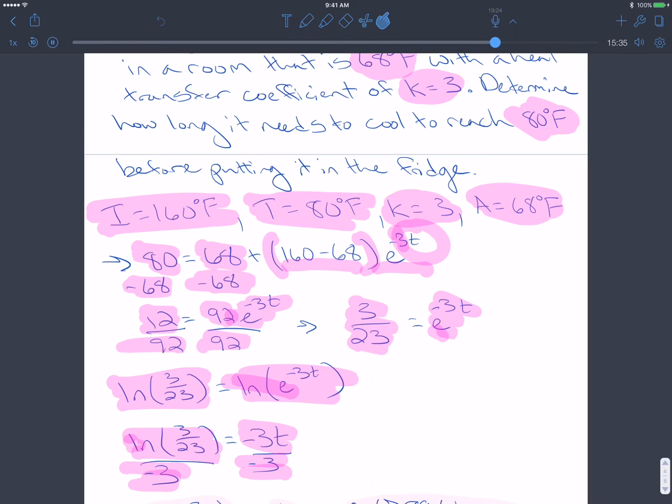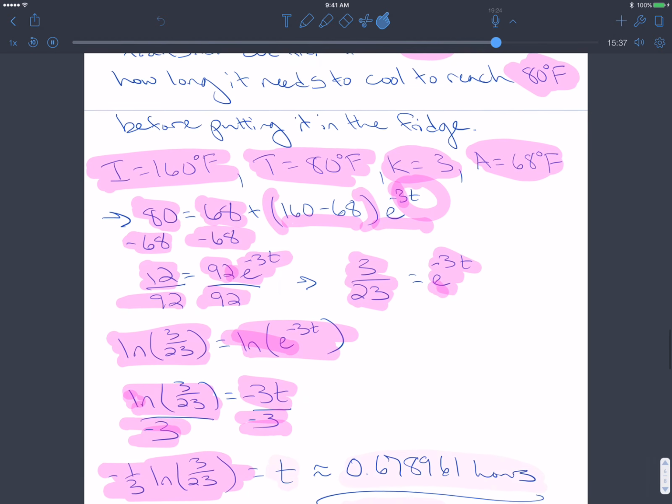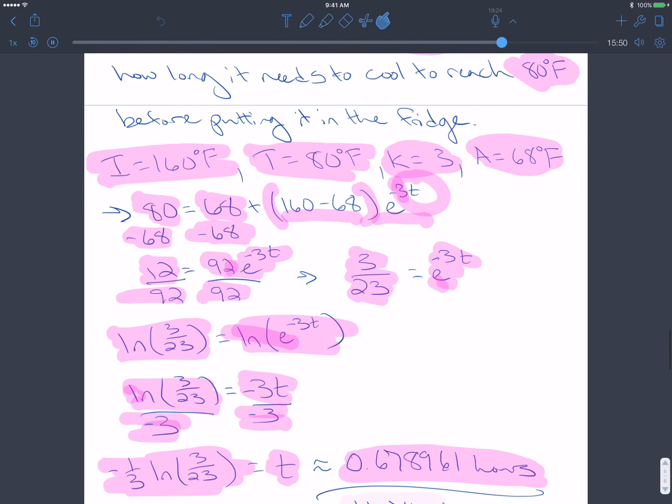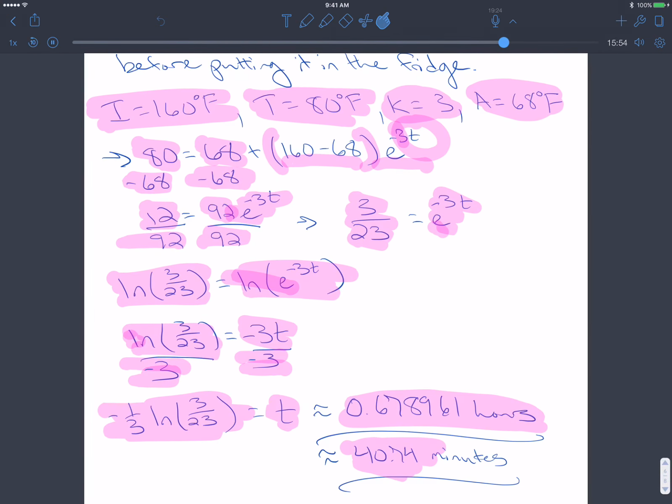And so we have a negative 1/3 natural log of 3 over 23 is equal to t, which, if you plug that into your calculator, gets you 0.678961 hours, since everything was in hours. And then that corresponds to about 41 minutes, if you were to think about it. And that makes sense. You might take stew 41 minutes for it to cool if you leave it on the counter.